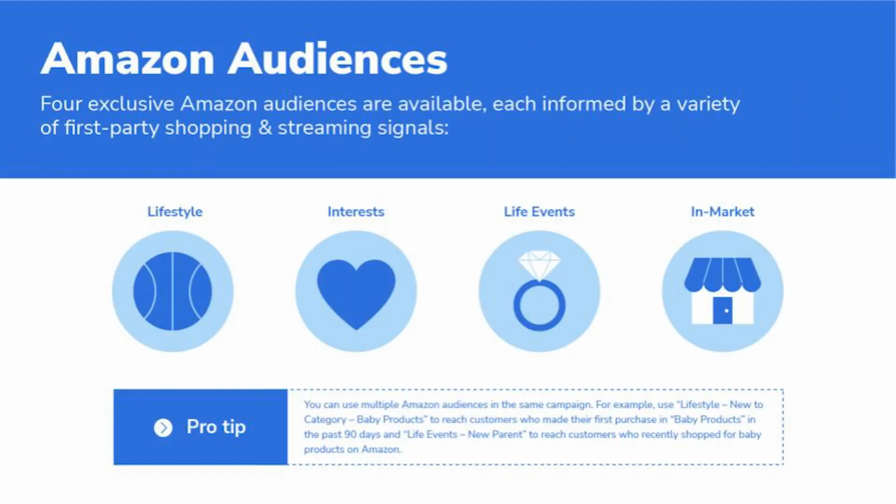So the other area in Sponsored Display is Amazon Audiences. And so we're going to go into detail into each one of these four. But effectively, these are exclusive Amazon audience segments, similar to the way that if you're doing Facebook ads, you can segment their audiences. Amazon is starting to do that as well with their audiences. So each of these different audiences are informed by a variety of different metrics that Amazon looks at to indicate shopping and streaming signals, and broken up into lifestyle, interest, life events, and in-market.